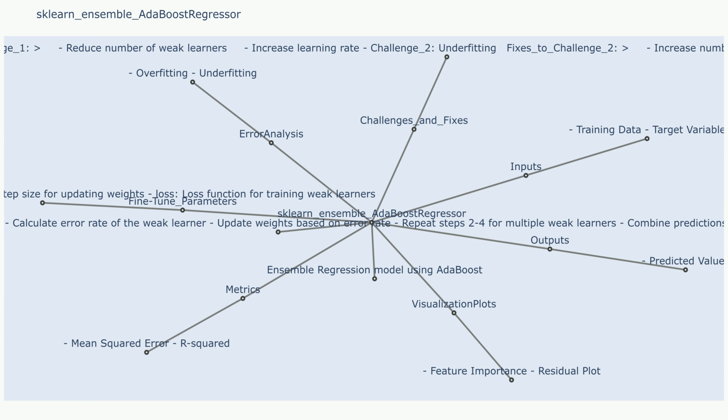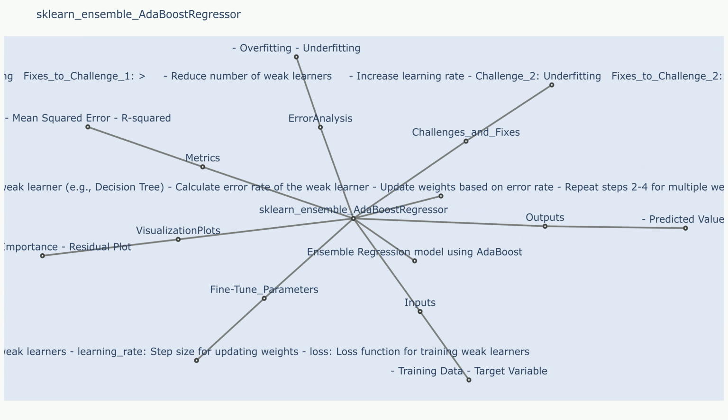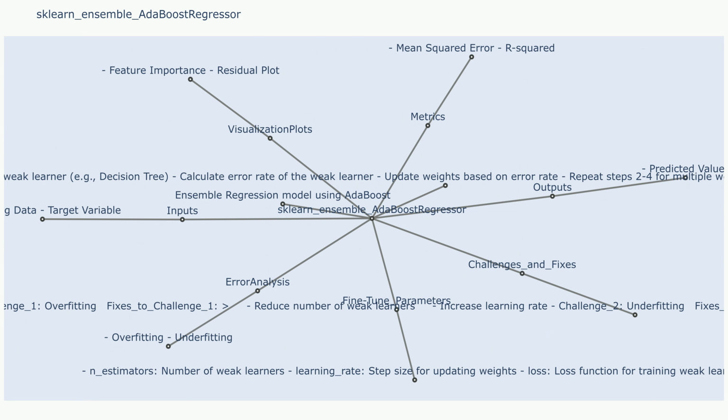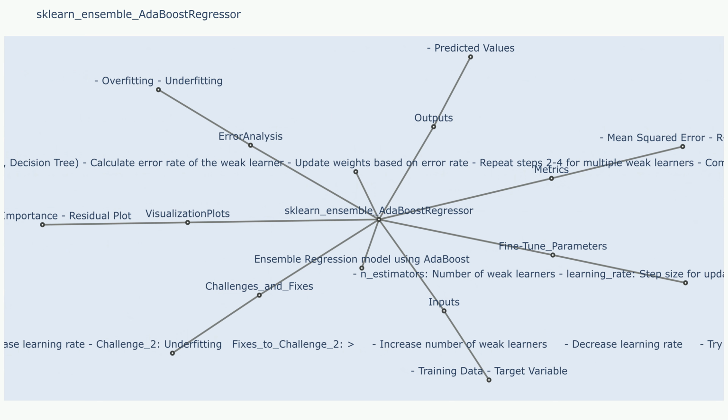Steps: initialization: initialize the weights of all training instances equally. Iterative learning: for each iteration, fit a weak learner, typically a decision tree, to the training data. Calculate the error of the weak learner and update the weights of the training instances based on the error. Model aggregation: combine the predictions of all the weak learners using a weighted average, where the weights are determined by the performance of each weak learner. Metrics: mean absolute error measures the average absolute difference between the predicted and actual values.